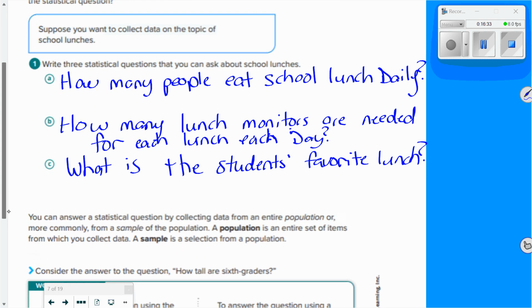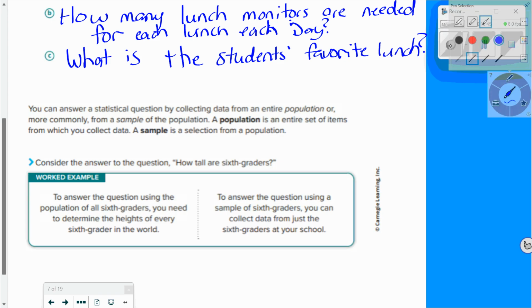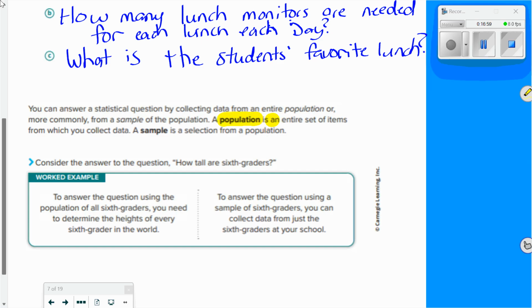All right, you need your highlighter again, please. On this one, we've got a couple more definitions for you. And this is kind of hitting back to what we talked about in that initial piece, and that is, where are you getting your data from? There's two major terms we use when we're talking about where we're getting our data. The population is an entire set of items from which you collect the data. A sample is a selection from a population.